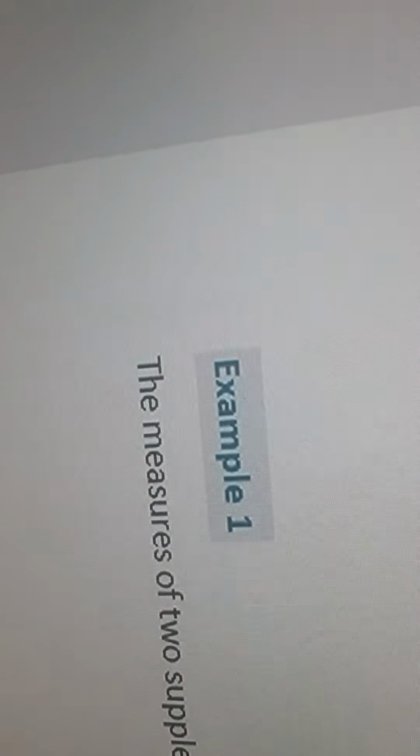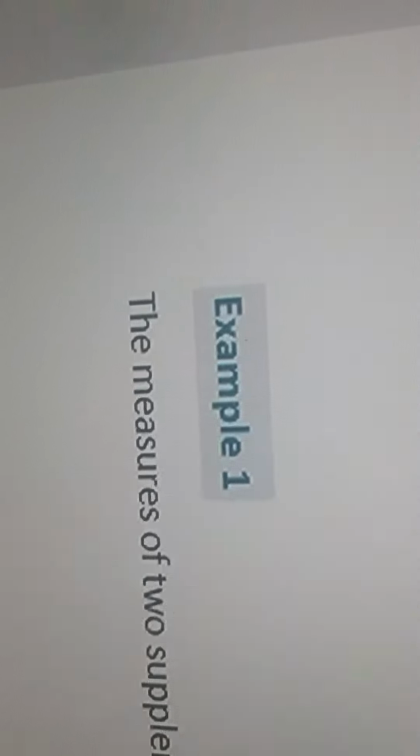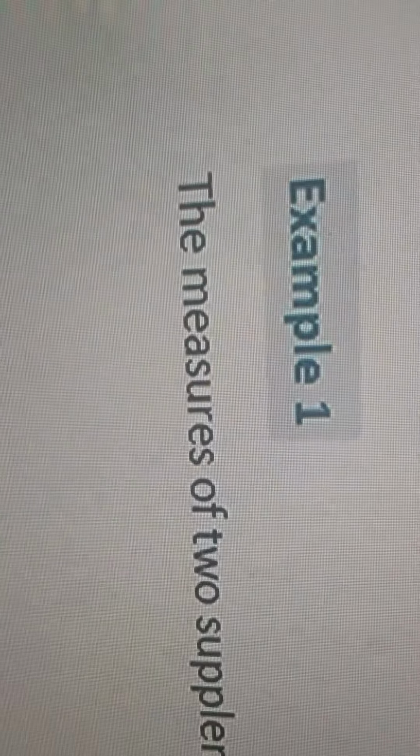Okay, so we're on page S3 in your book. It says, the measure of two supplementary angles are in the ratio of 2 to 3. Find the measurements of the two angles.